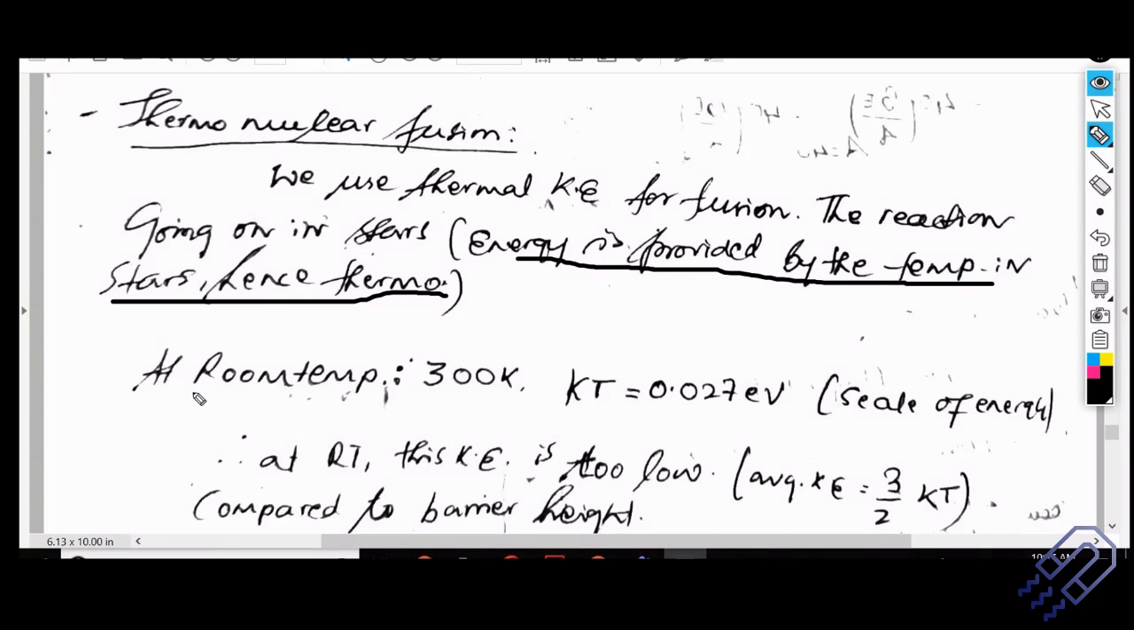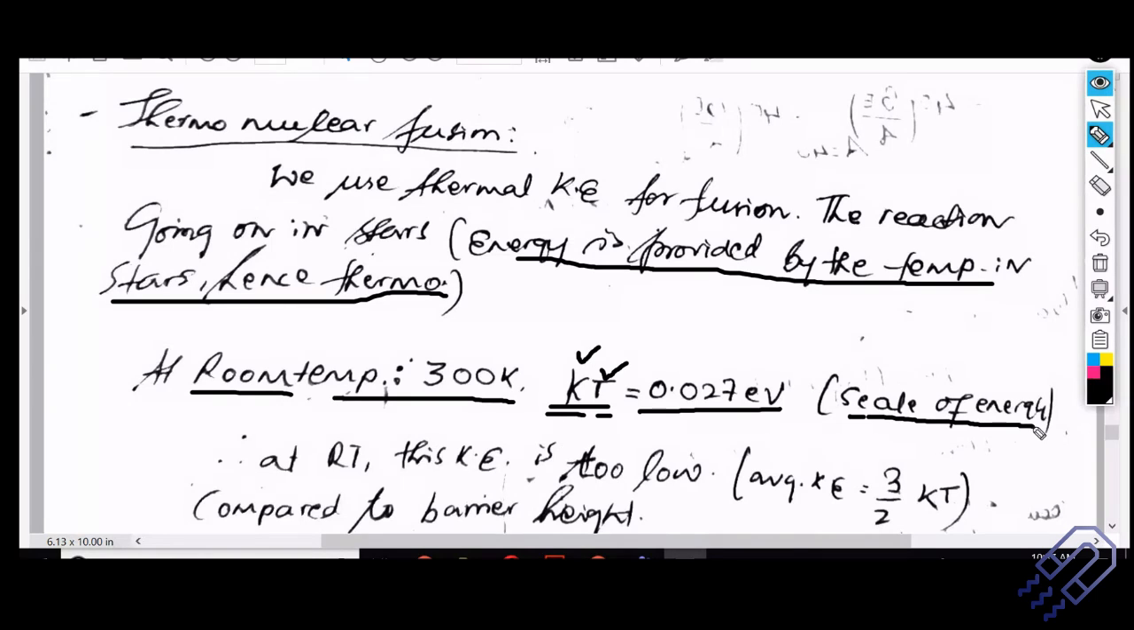Let's say at room temperature. This is just an assumption. We have the room temperature, and all the measurements are in absolute units, so it is 300 Kelvin. We can find out the value of kT, which is nothing but 0.027 electron volt if you do your calculation. You put the value of the Boltzmann constant, put the temperature as 300 Kelvin, do the calculation, and you get 0.027 eV. Wherever there is a unit of kT, we usually take it as the scale of energy. That is the usual convention.